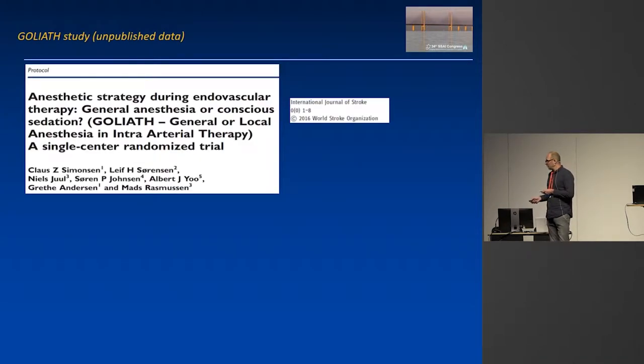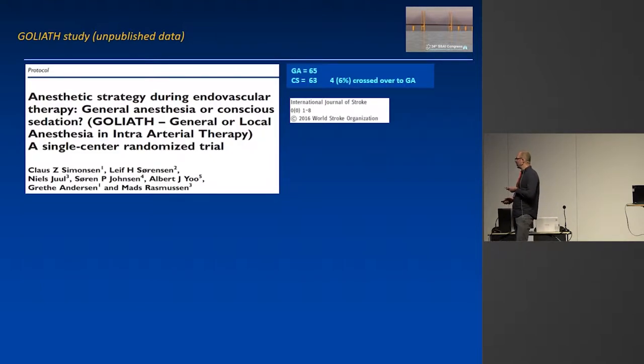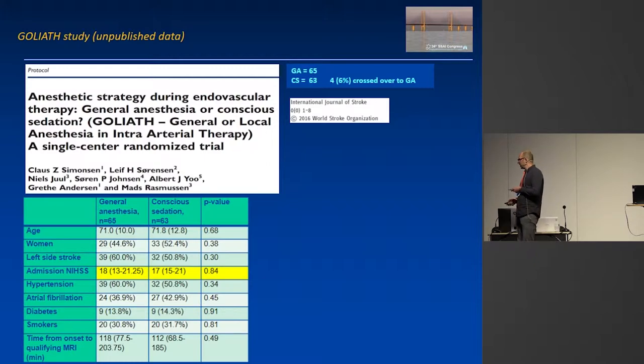And then I can show you our own study. It's not been published yet. This is the protocol paper, which we published prior to the study. But we have finished the study, and we randomized 65 patients to GA and 63 patients to conscious sedation. We had a crossover rate of 6%. Here we have the baseline data. You can see that we have comparable groups regarding the National Institute of Health Stroke Scale. They were equally sick in both groups. Otherwise, there were no differences between the other parameters.